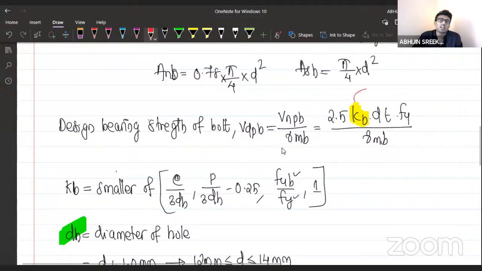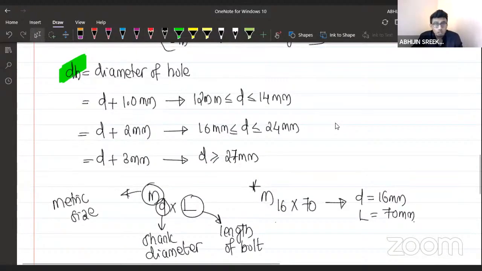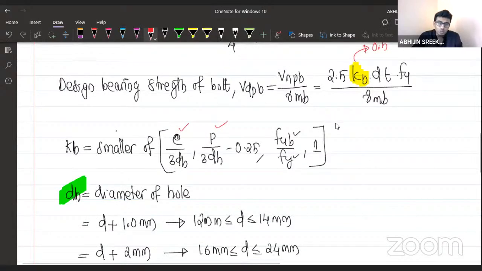Sometimes in some questions this KB value will not be provided. In that case, all the other details will be given to you. E value will be given, DH value will not be given, but the diameter of the bolt will be given. From the diameter of the bolt, you need to calculate the diameter of the hole, right? And get the values here, and of course take the smaller value as the KB value, right?